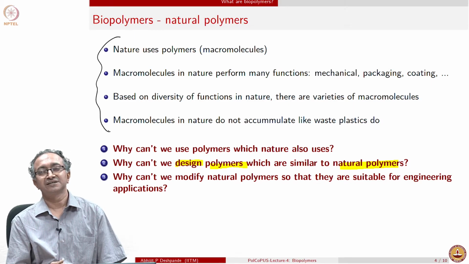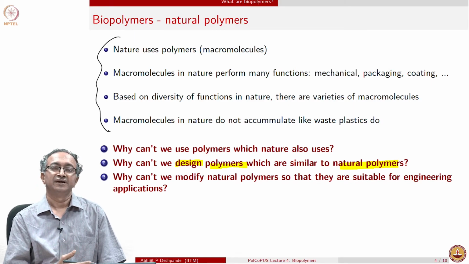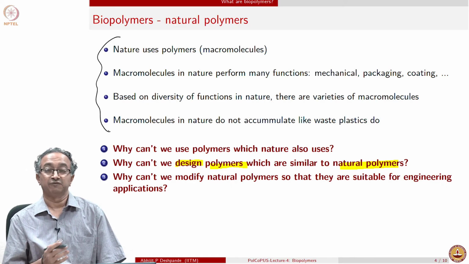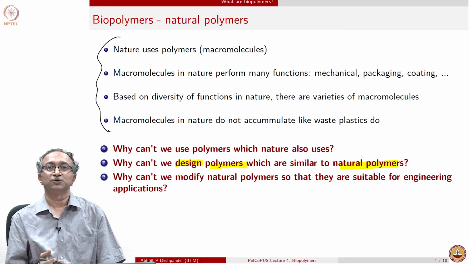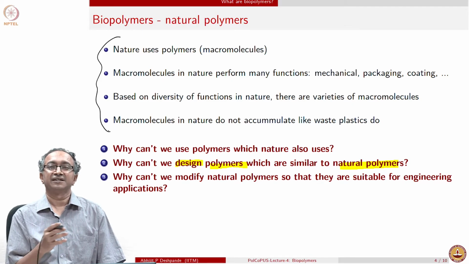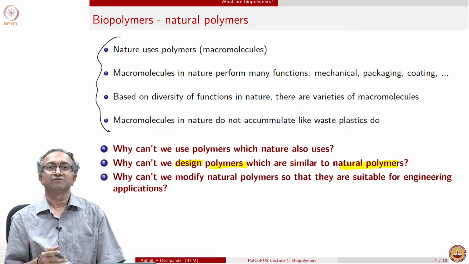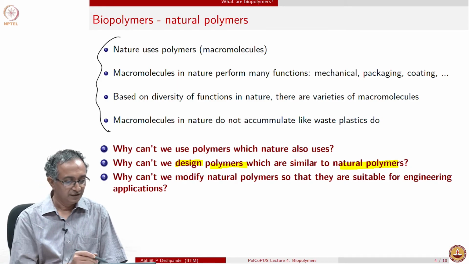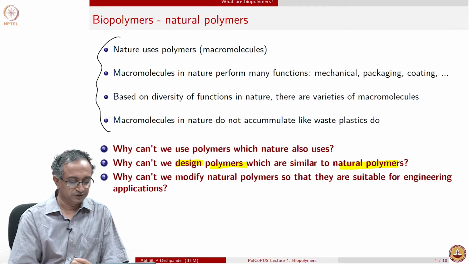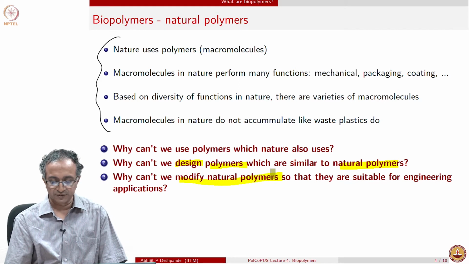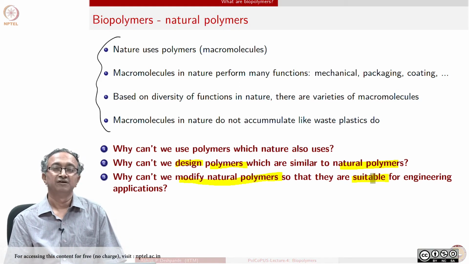Macromolecules are taken care of in the sense that they are produced in a variety of different forms, they perform various different functions, and once their function is over, they become part of a cycle, so that they are consumed, they are degraded, and they therefore do not accumulate like plastic waste. And one more approach which we could take: can we modify the natural polymer so that they become suitable for the engineering applications that we want?